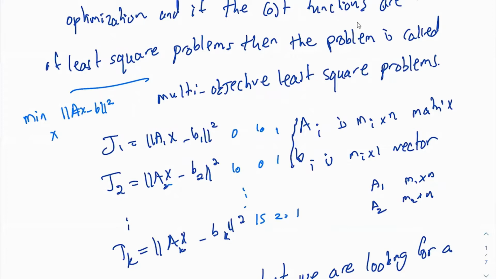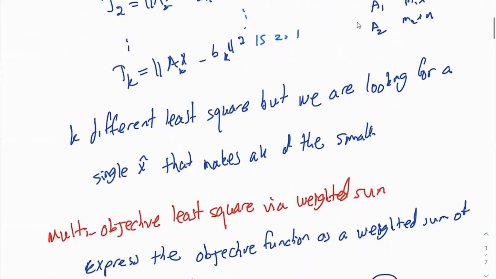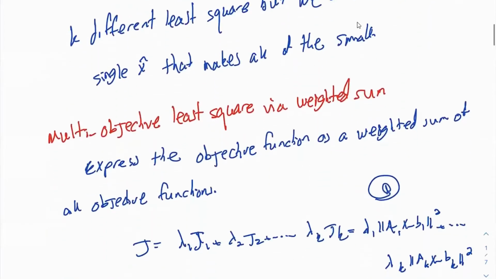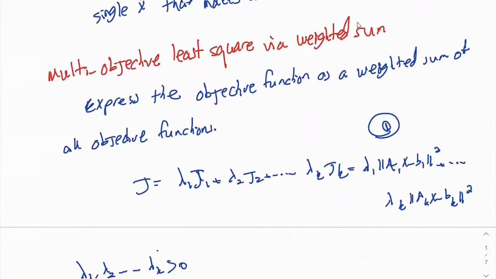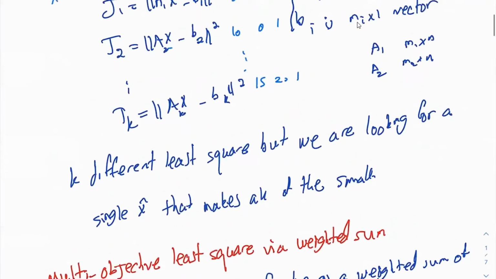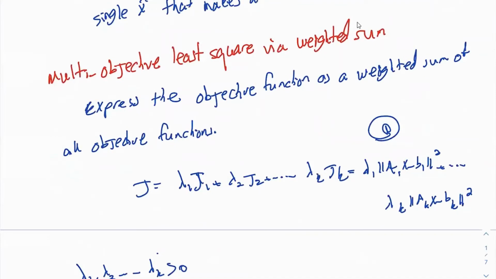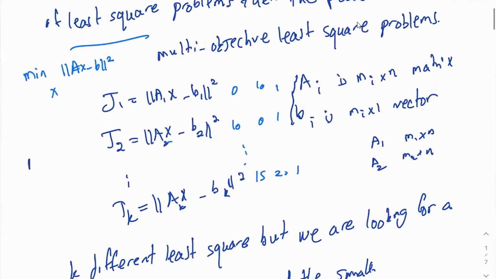Okay, so now we know what we are doing in the multi-objective least square. As I wrote here, we have k different least squares, but we are looking for one single x that makes all of them small. One very well-known way that people formulate the multi-objective least square is to minimize the weighted sum of all these J cost functions. Why is that better? Because otherwise, how would you write it? You would write the min of J1, J2, all the way to Jk. It's not really that easy what we are trying to do here.